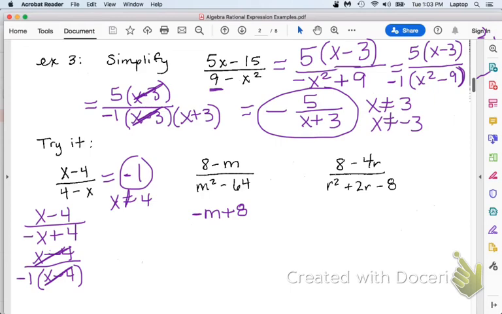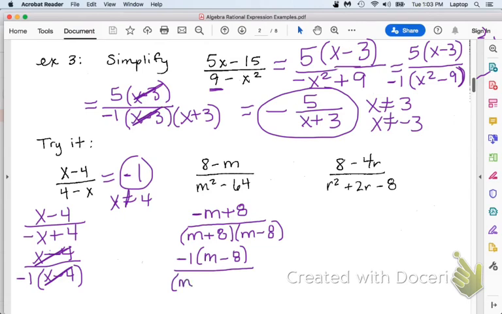And so the denominator is already a difference of two squares. So we know that we could have m plus 8 times m minus 8. Now, we cannot cancel anything at this point because the leading term in the numerator is a negative m, and both of the expressions in the denominator are positive m. So if I factor out a negative 1 from the numerator, I would be left with m minus 8. Now I have a common expression.